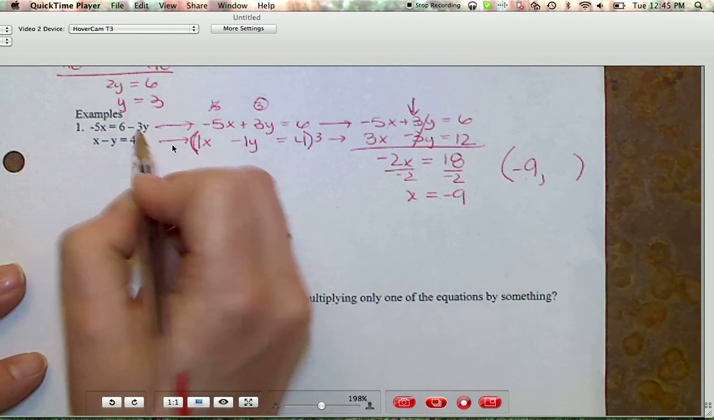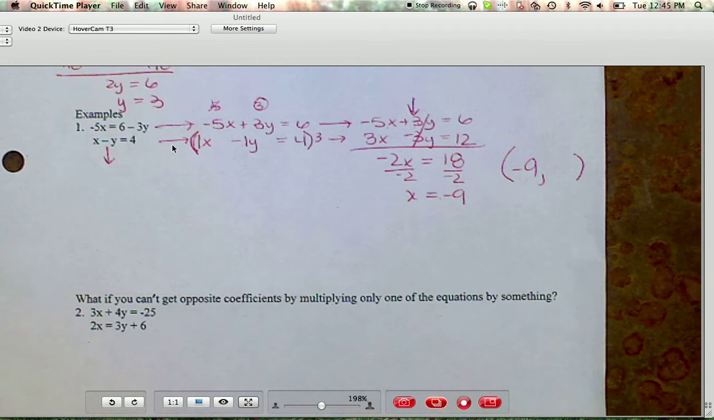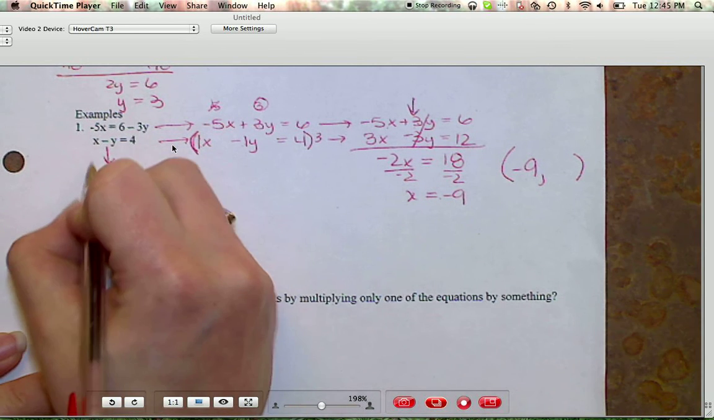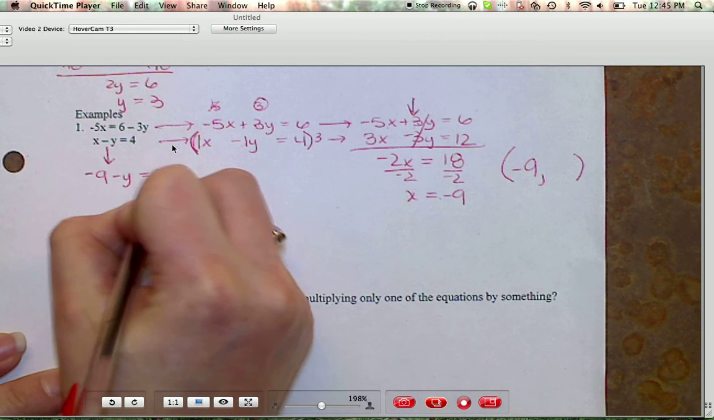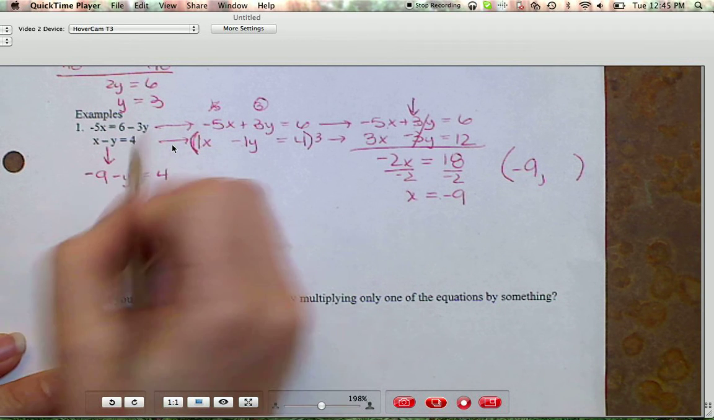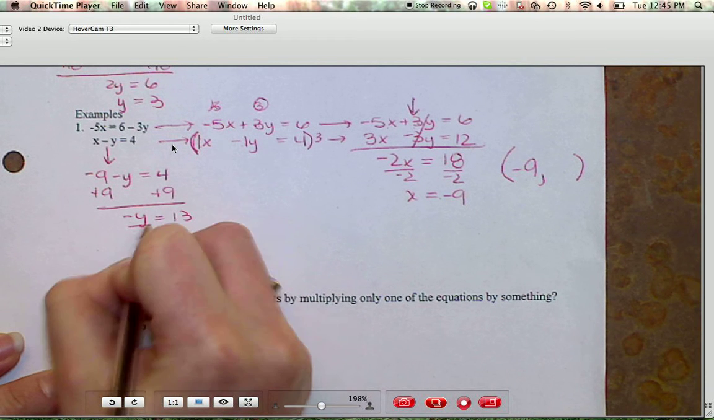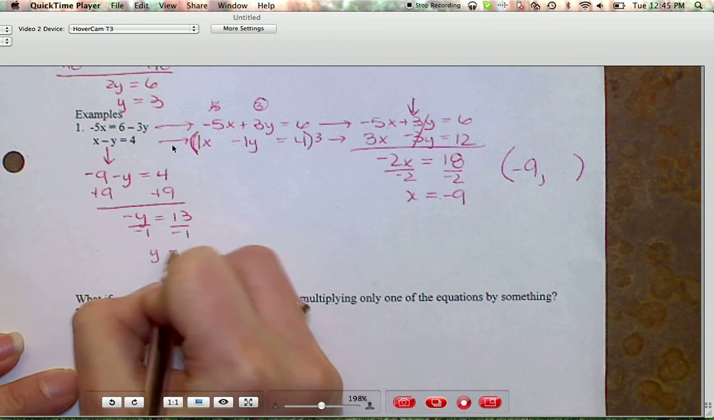Now we have to find the y. Again, this one would be the better choice this time because it has smaller numbers, but you can choose either equation to plug it back into. It does not matter. So I've got negative 9 minus y equals 4. Solve for y, so we add 9. Negative y equals 13. Divide by negative 1, so y equals negative 13.